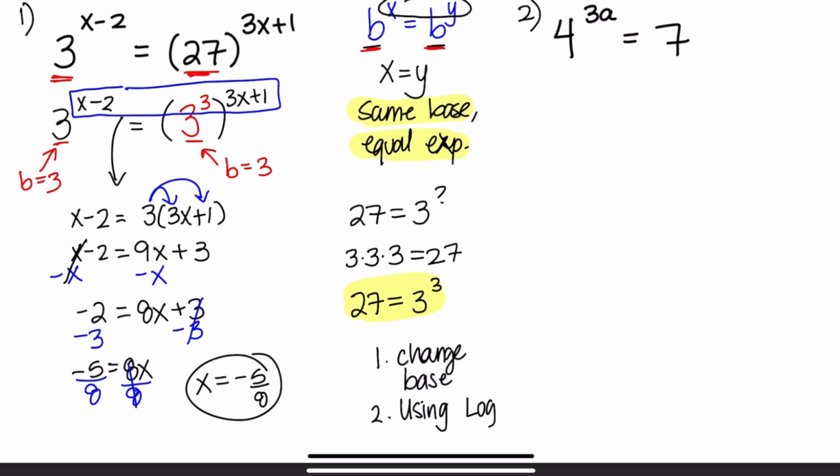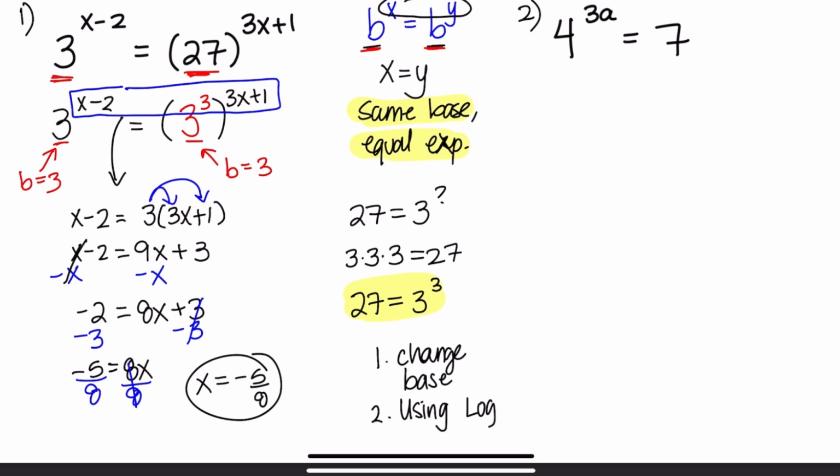We want to get a all by itself. But I notice this is a difference from number 1. I don't have an exponential on both sides. I can't change 7 to be 4 raised to the base of anything, at least not a whole number. So in this example, we're going to have to use our exponential inverse of logarithm in order to solve for the equation.